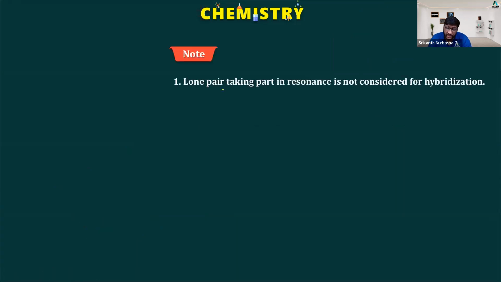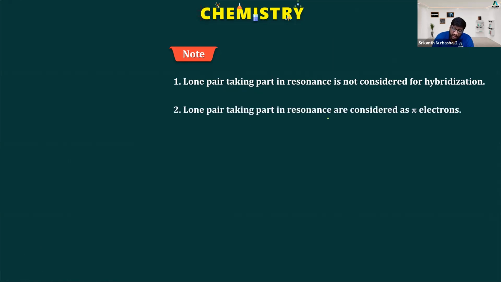So note, a lone pair taking part in resonance is not considered for hybridization, because it will lead to the formation of a pi bond. So a lone pair taking part in resonance is considered as pi electrons. Hybridization or hybrid orbitals will never form pi bonds.